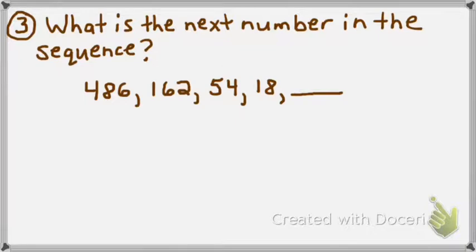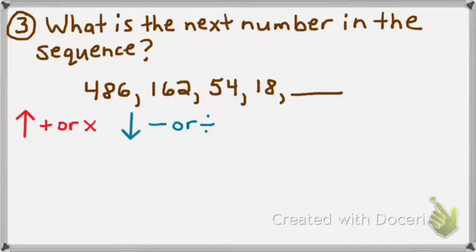Well, anytime I have a sequence, in order to figure out what the sequence is, I have to find the rule. And I know what to do to find a rule. If my numbers are getting larger or increasing, it's either going to be an addition or a multiplication rule. If my numbers are getting smaller or decreasing, it's either going to be a subtraction or division rule. And I go from 486, 162, 54, 18. I know my numbers are decreasing or getting smaller.